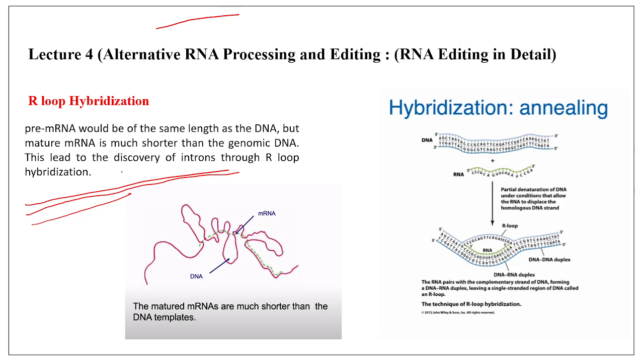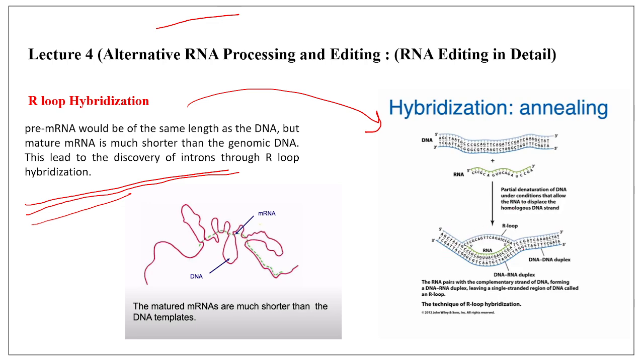So this was the concept that they had in their mind, and with this concept, they came to the technique of R-loop hybridization. So what they do, this is your DNA, and this is your RNA. You take DNA and RNA, and then you do the partial denaturation of DNA under conditions that allow the RNA to displace the homologous strand.